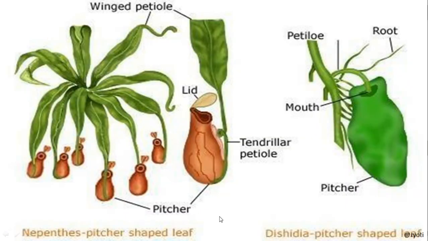So here you can see the part of the leaf is modified into a pitcher to trap insects, because these plants are growing in soil where there is a deficiency of nitrogen. So in order to get a sufficient amount of protein and nitrogen, they trap the insects. So this is an insectivorous plant, and here you can see the structure of the pitcher. Sometimes the whole leaf is converted into a pitcher, or the terminal part of the leaf may be developed into a pitcher.